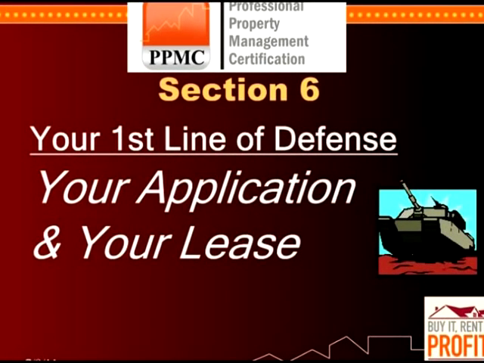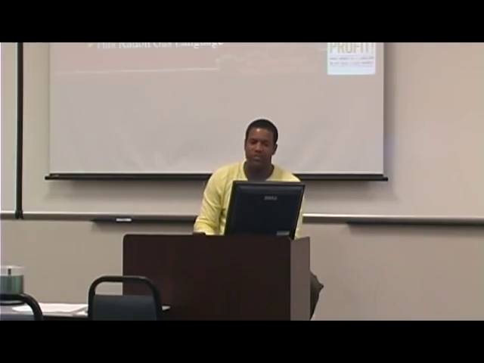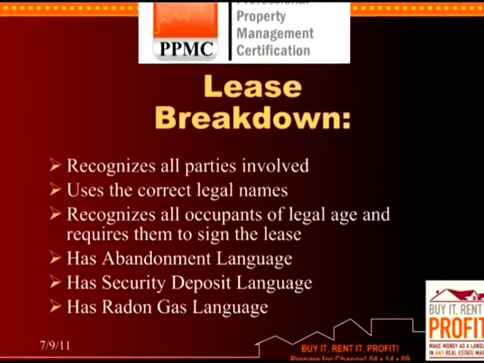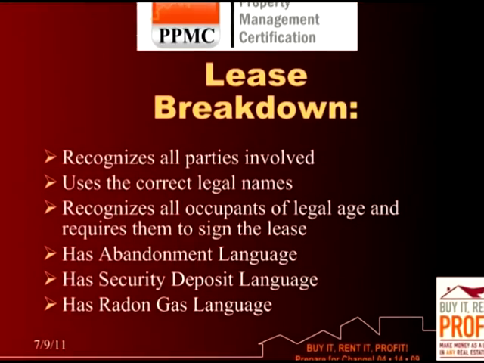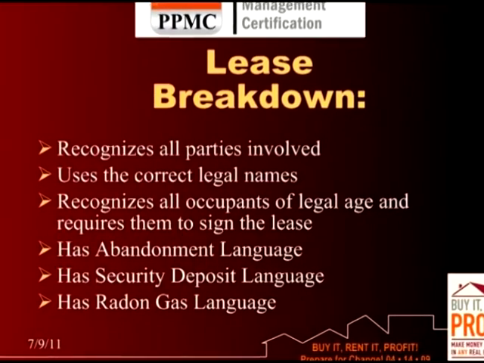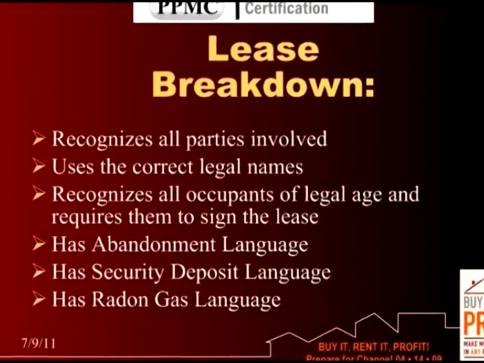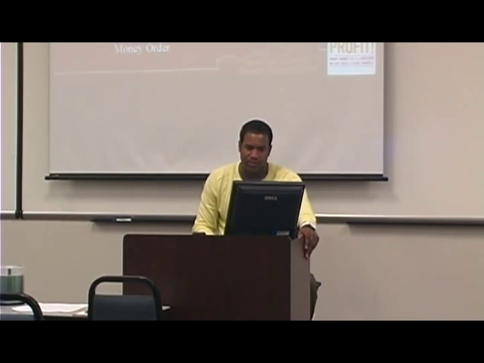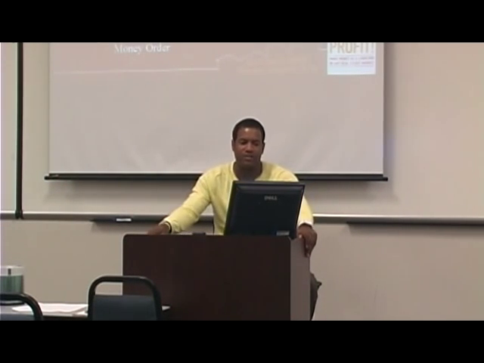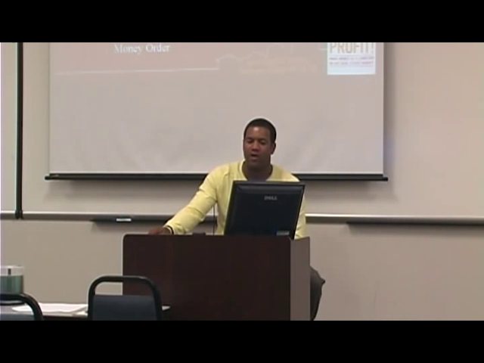A well-written lease should recognize all parties involved. It should use the correct legal names. It recognizes all occupants of legal age and requires them to sign the lease. It has abandonment language in it, security deposit language, and radon and gas language. It spells out the duration of the lease term, the beginning date, the ending date, and required methods of payment.